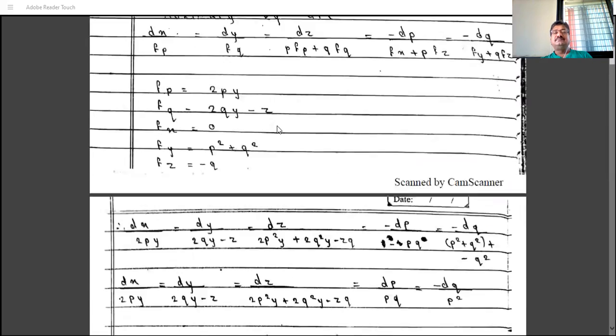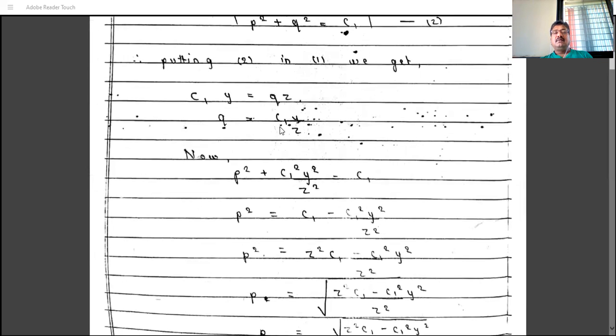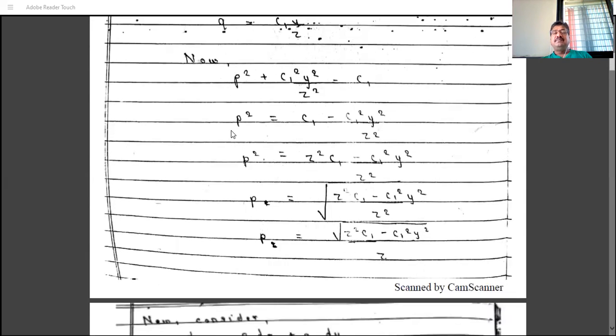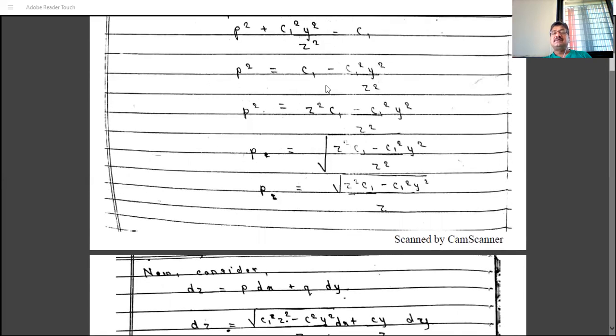Substitute this value of q in equation 1 or equation 2. If we substitute this value of q in equation number 2, then we have p square plus c1 square y square by z square is equal to c1. And so p square is equal to c1 minus this quantity. Take z square as LCM. So we have z square c1 minus c1 square y square. And then p is equal to the square root of both sides.